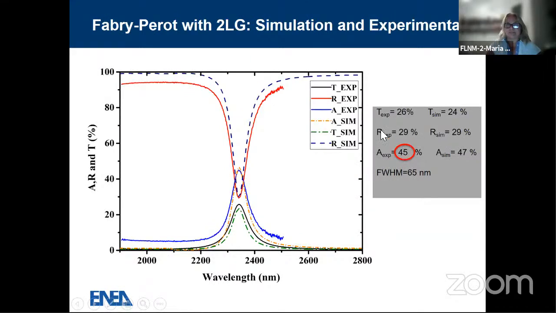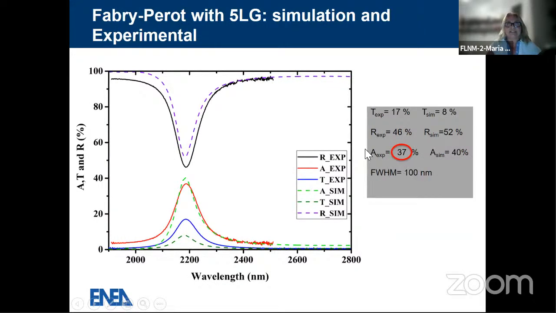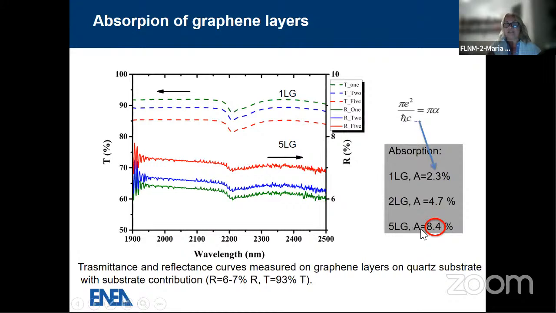We have repeated the experiment using two-layer graphene. In this case, a single-layer graphene was transferred twice inside the Fabry-Perot, and we observed an increase in the absorption and also an increase in the bandwidth. This is the case of 5-layer graphene. We can see both theoretically and experimentally a decrease in the absorption. This is due to the fact that 5-layer graphene absorbs more radiation with respect to the single layer, therefore reduces the reflection of radiation inside the cavity.